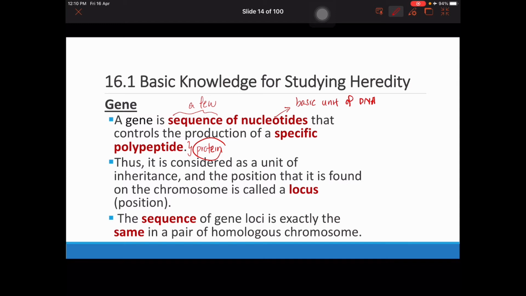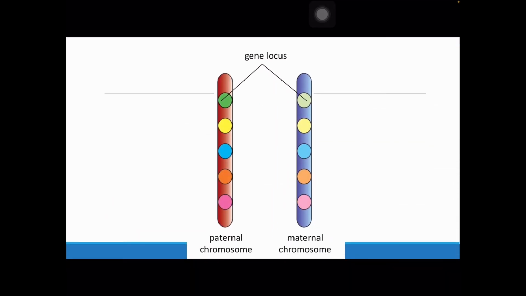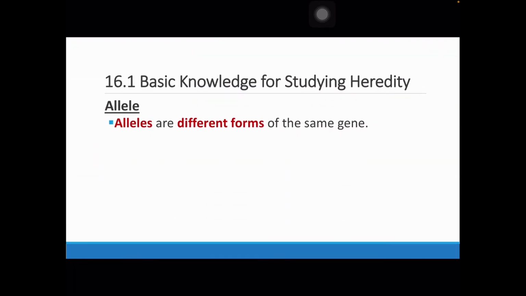All these genes are found on the chromosome. The position that they occupy is called the locus. Don't need to worry so much about it. It just tells you that it's somewhere on the chromosome. So these are genes, and they control certain features. Within a pair of homologous chromosomes, you can find a gene at the same position on each chromosome.